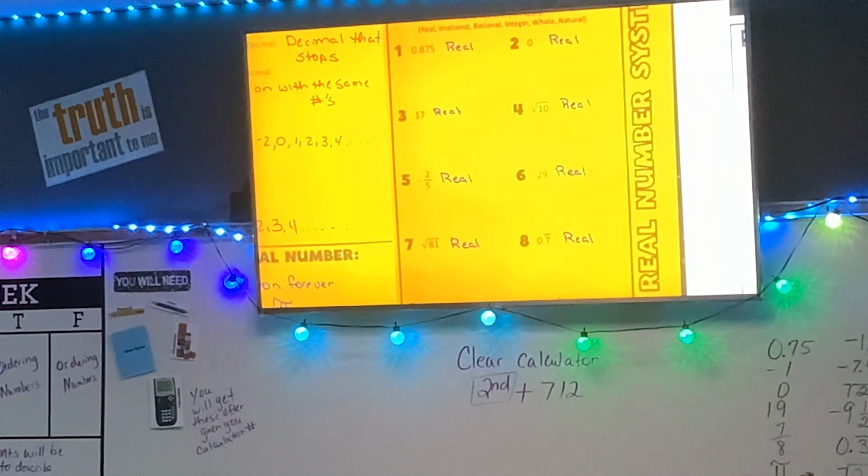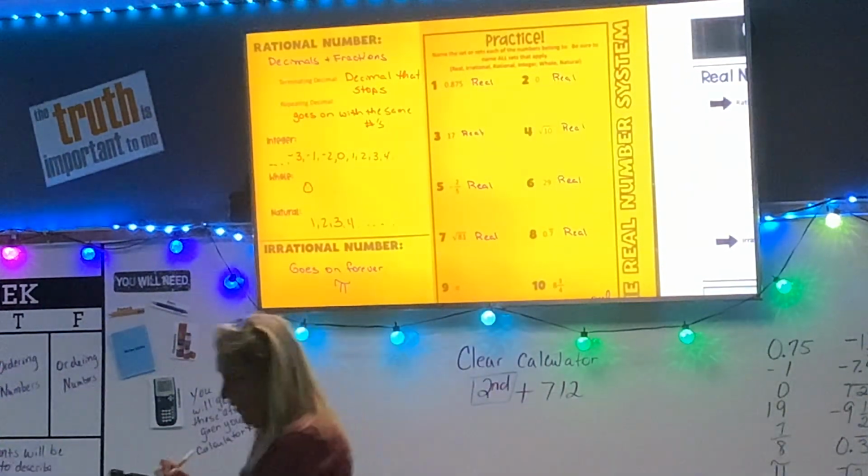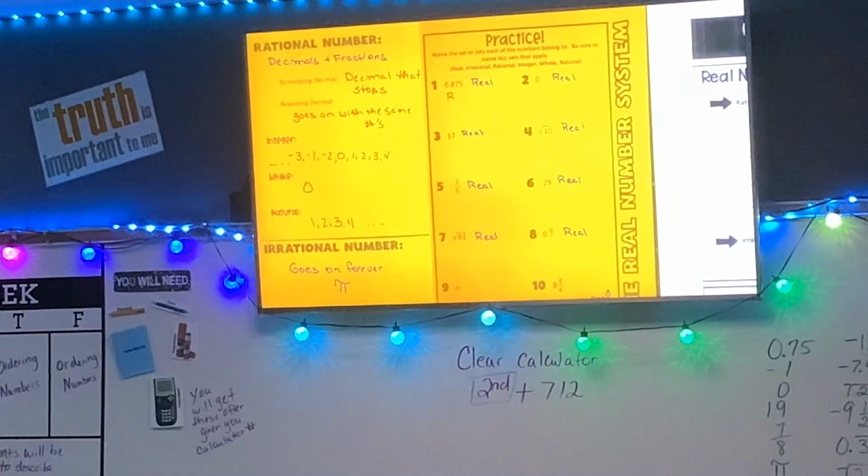Okay, so let's go back up to 1. It is a decimal, and it stops. It is rational. Good. And then I can't go any further? Because integers don't have decimals, do they? No, good. So we would have rational.